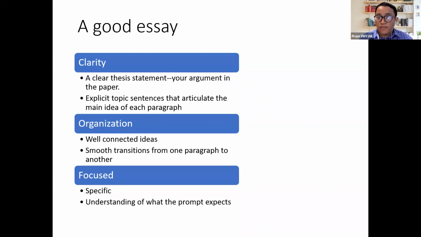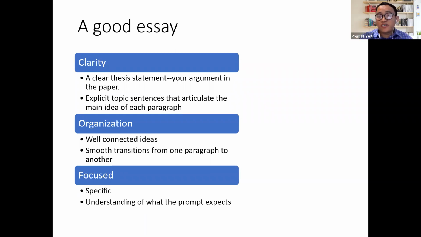If I read an essay as a reader, I expect, let's say, three major dimensions in the writing. The first one is clarity. I always look for clarity, right? If I'm reading an essay, I expect that there is a clear thesis statement. What is the point that the writer is making, right? And the thesis statement is your argument in the paper.